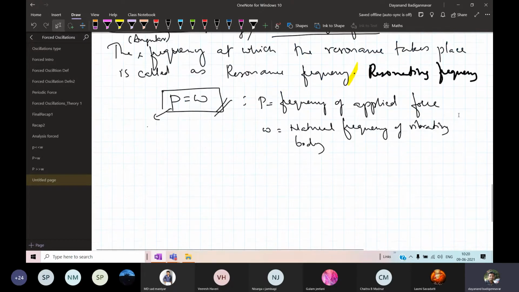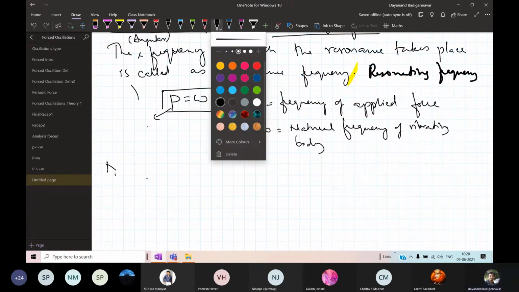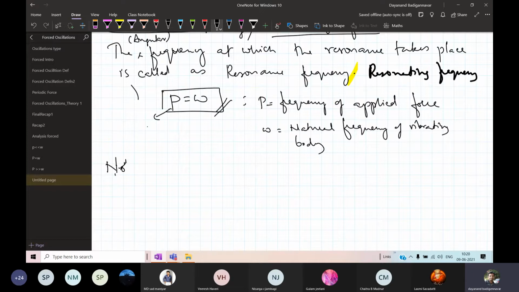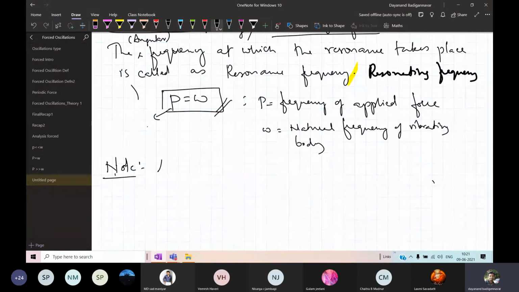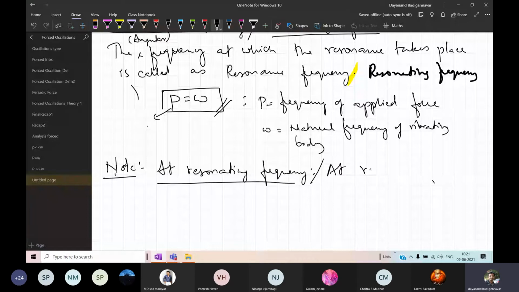Now I have to make one note here. Note that at resonating frequency, or at resonance condition, very important, the amplitude is maximum.